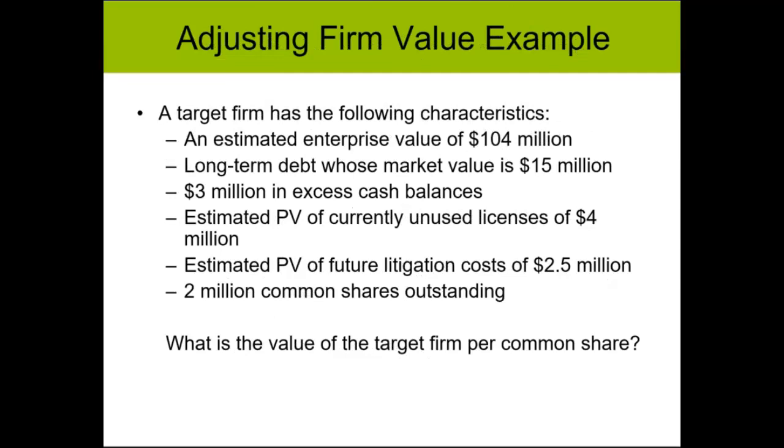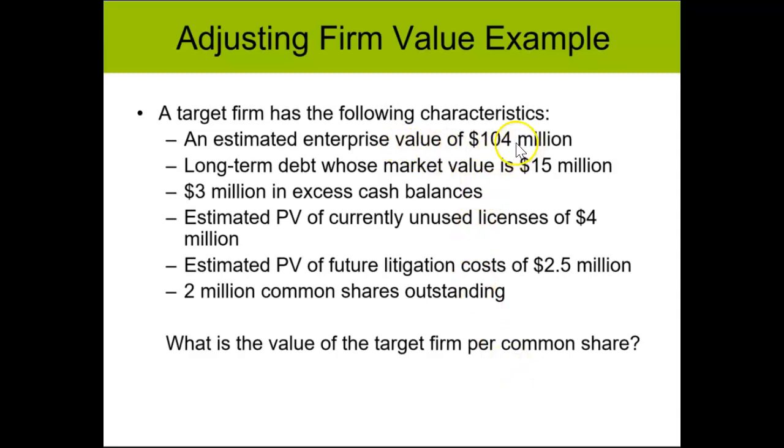Let's say a target firm has the following characteristics: an estimated enterprise value of 104 million, long-term debt whose market value is 15 million, 3 million in excess cash balances, estimated present value of current unused license of $4 million, estimated present value of future litigation costs of 2 million, and common shares outstanding. What is the value of the target firm per common share?